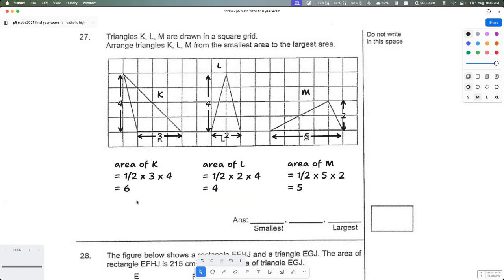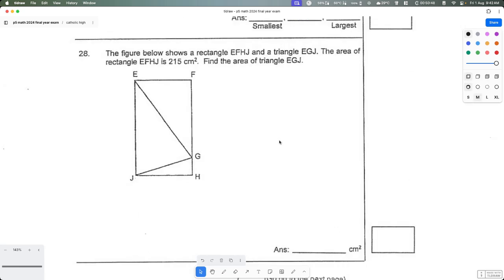So from here, we know which one is the smallest. The smallest goes to area L, and the largest will become K. That means the largest is K, the smallest is L, and the middle one is M. So L, M, K. Let me know. All right, let's move on to the next question, question number 28.